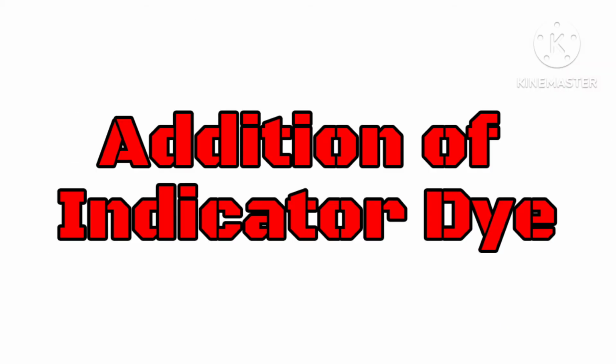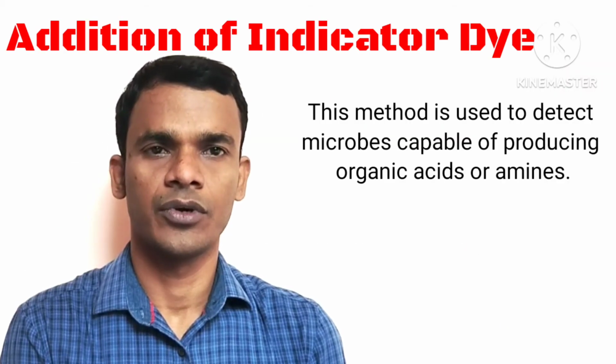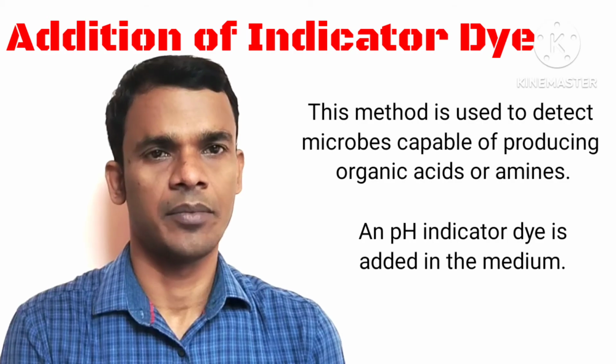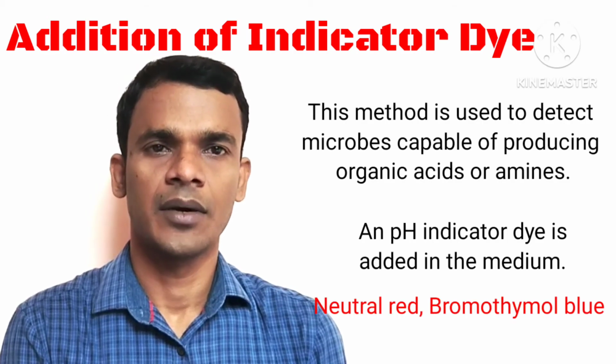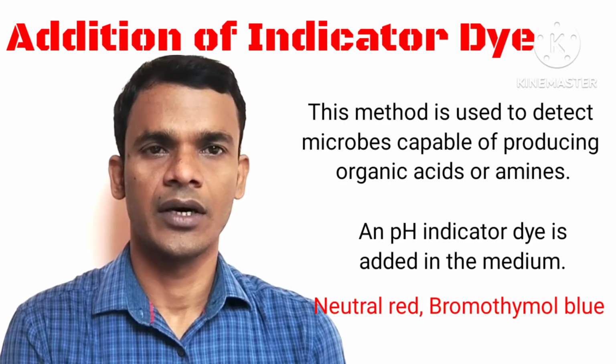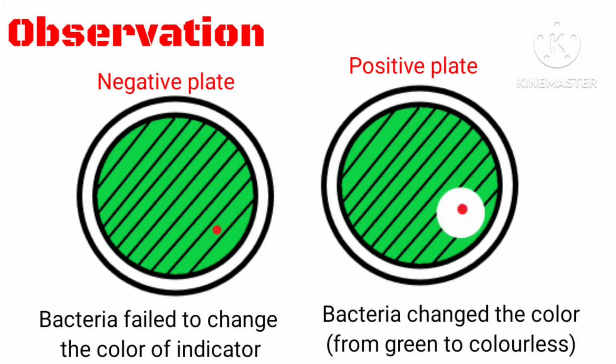This method is used to detect microbes capable of producing organic acids and amines. An indicator dye is added in the medium. Examples of such dyes are neutral red, bromothymol blue, etc. The test organism changes the color of the medium according to the pH.